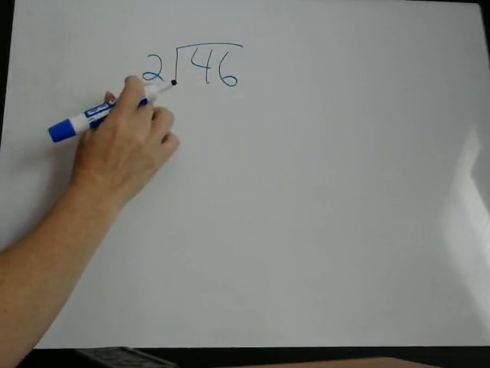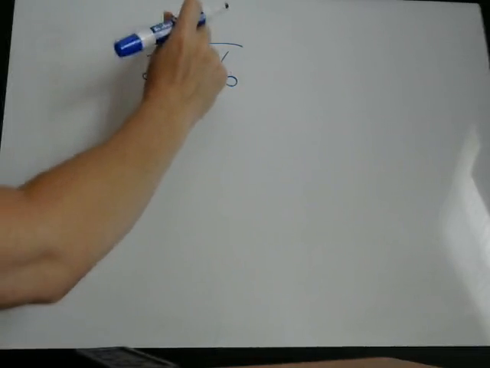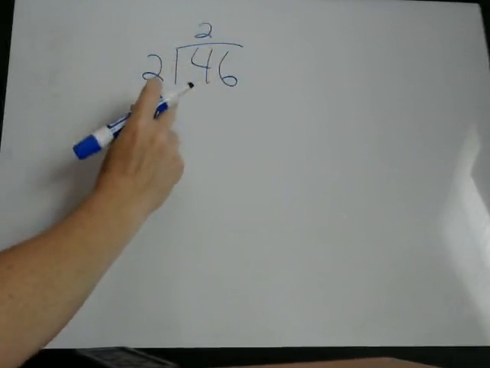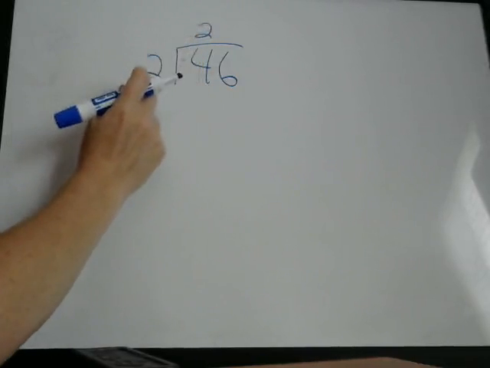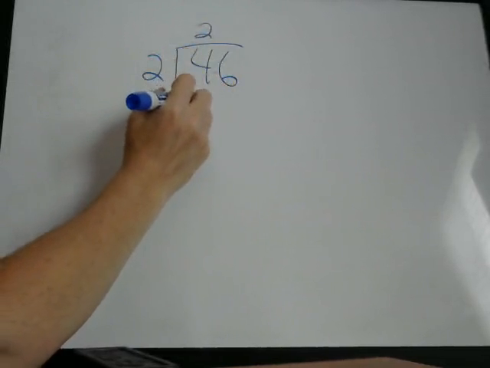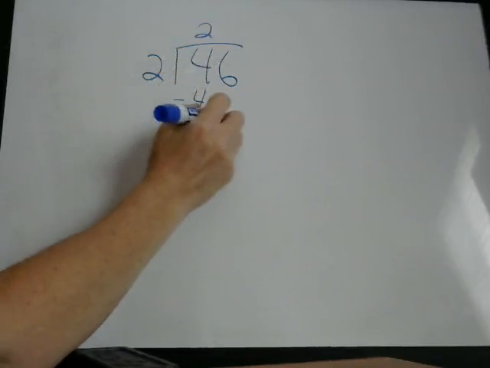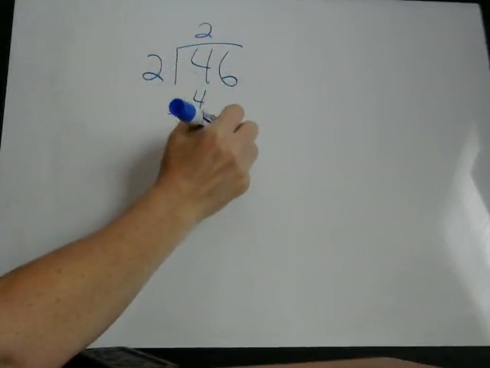So we're just going to look first at the 4. How many times does 2 go into 4 without going over? Well, 2 can go into 4 2 times. So just above the 4, we write 2, our answer. Then we do a multiplication. 2 times 2 is 4, so we write that below our 4. And then we do a subtraction. 4 minus 4 equals 0. We still have a number over here, so we're going to bring that down.